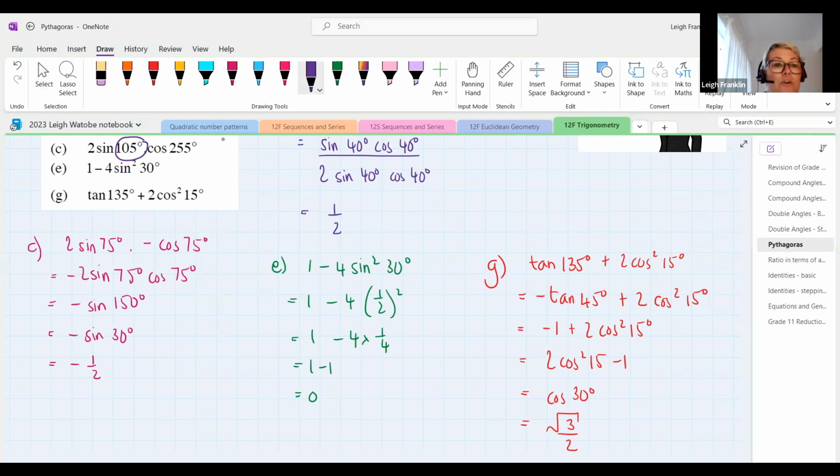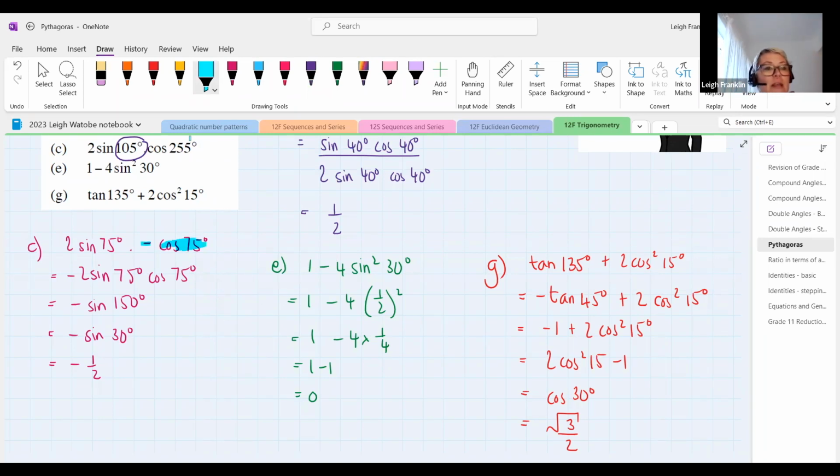Okay, and then for cos 255, that's 180 plus 75. Does that make sense? Okay, so 180 plus is quadrant 3. So that's why it reduces to negative cos 75 because it's in quadrant 3.